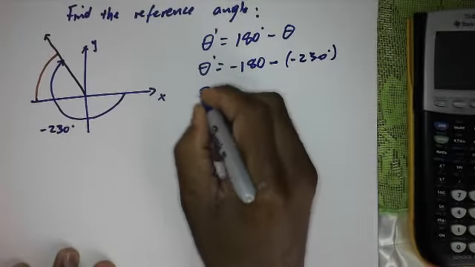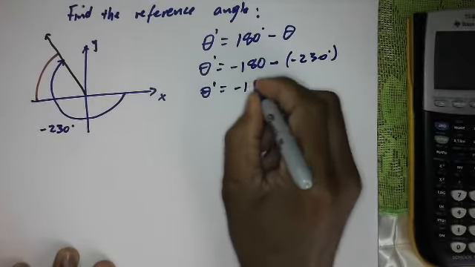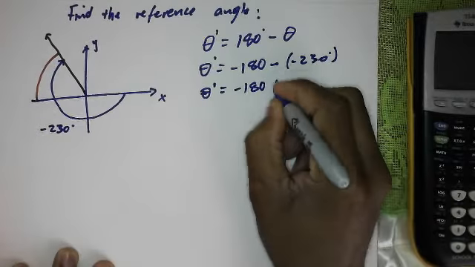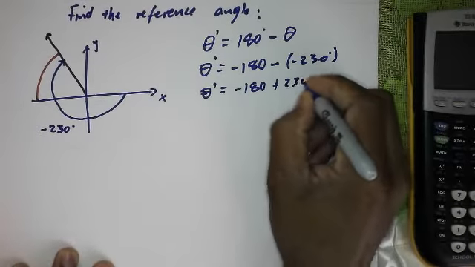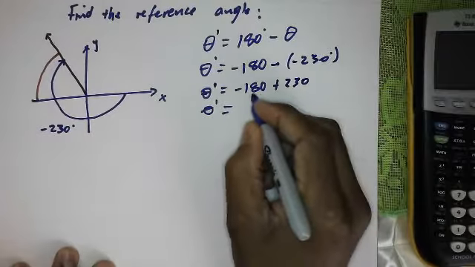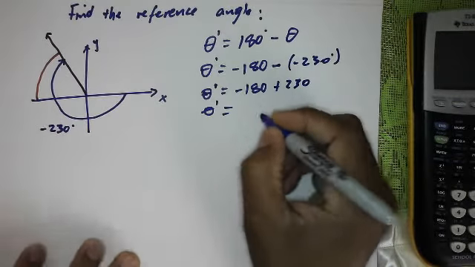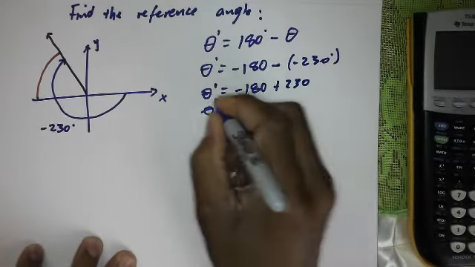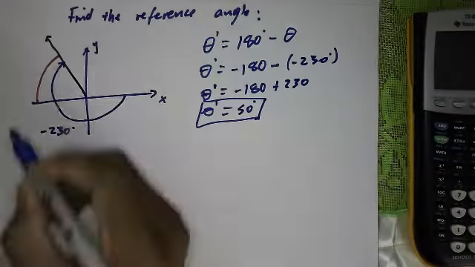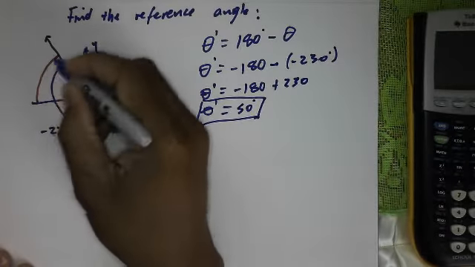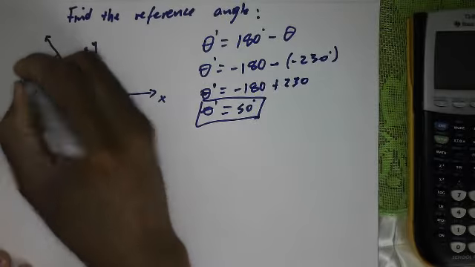Okay, so theta prime, which is our reference angle, is equal to negative 180. Negative times negative is positive 230. Okay, so negative 180 plus 230, that is 50 degrees. All right, so this would be your reference angle. So this little part here, which is your reference angle, that is 50 degrees.